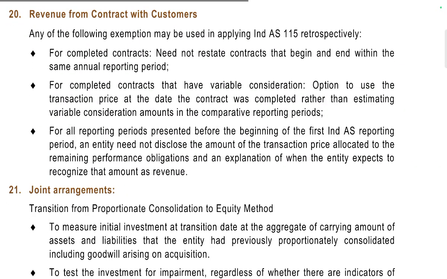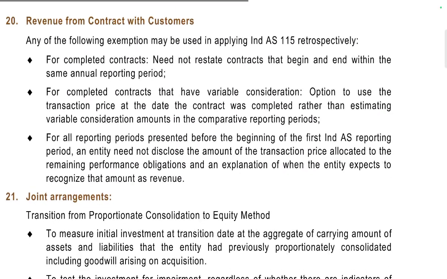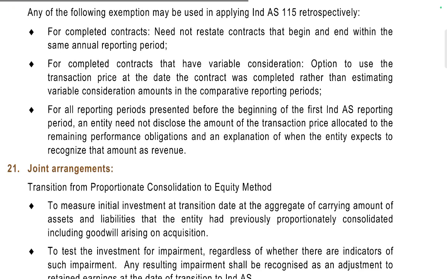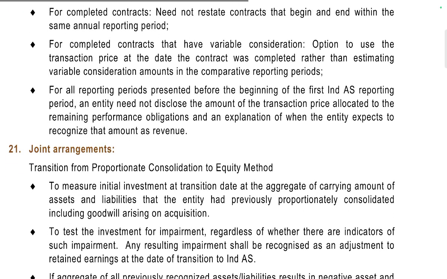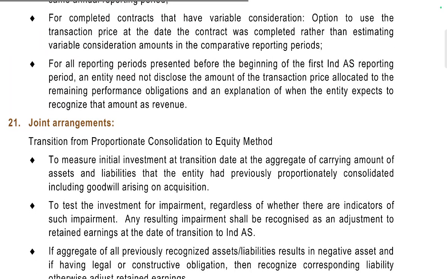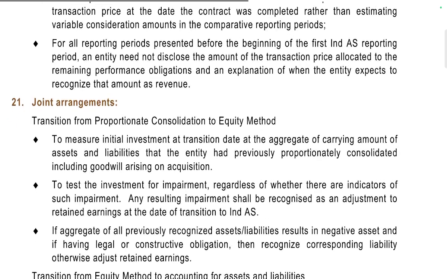Revenue from contracts with customers, and the following exemption may be used to apply Section 115 retrospectively. For a completed contract, you need to restate the contract that begins at the end of the same annual reporting period. The completed contract has a variable consideration option to use the transaction price at the date the contract was completed, rather than estimating the variable consideration amounts in the comparative reporting period for all the reporting periods presented before.